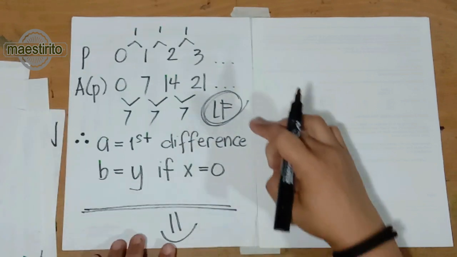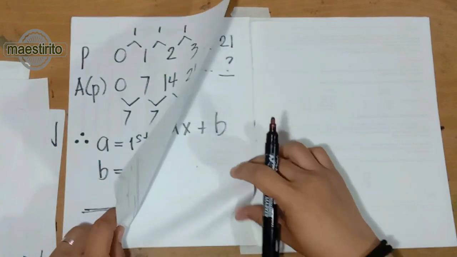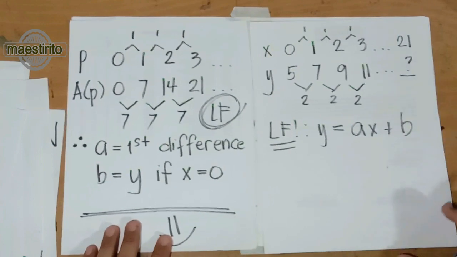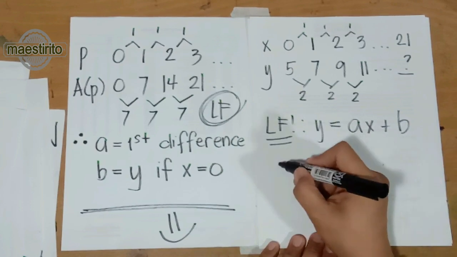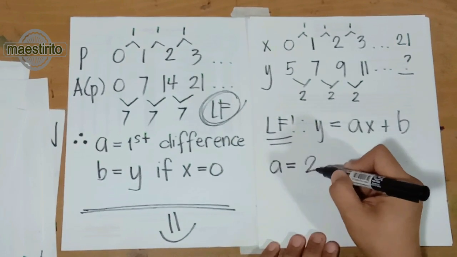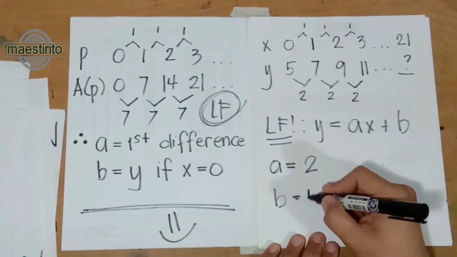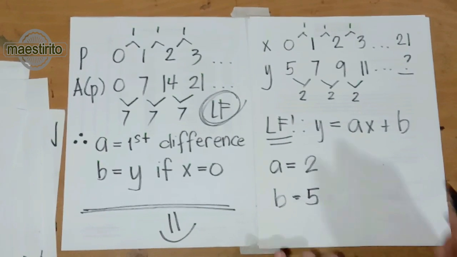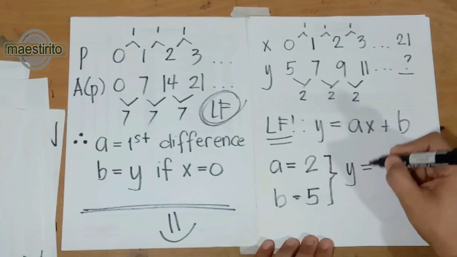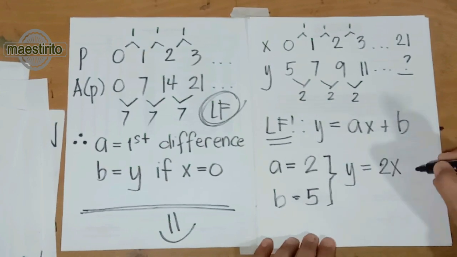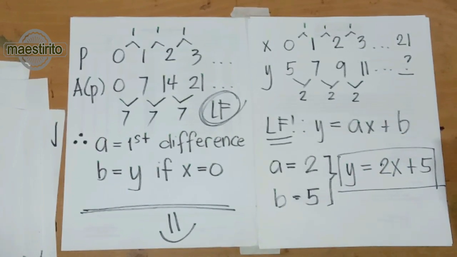if it is a linear function, your a is the first difference, your b is your y if your x is 0. Okay, so let me put that beside what we are solving. So therefore, our a is the first difference, which is 2. And the b is your y if x is 0. So if x is 0, y is 5. Therefore, that's also the value for the b. Therefore, the model for this is y equals a is 2, so 2x, the b is 5.